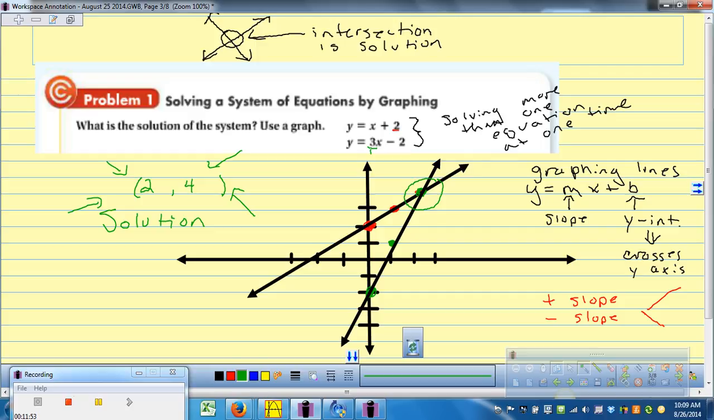Lesson 2 has 3 problems, solving by graphing. Exactly what we just did. I'll leave this up here. Those are the 3 problems you need to complete in class to get credit for your class work. Okay? We have about 12 or so minutes.